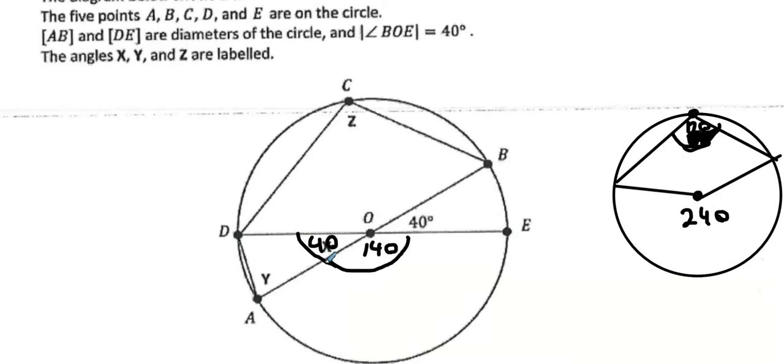Straight angle. Straight angle is 180. Okay. The three angles combined are the same as the yellow angle, but in our case, it's 220. Half of 220, 110.